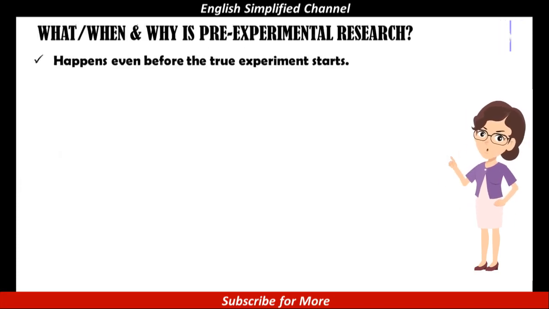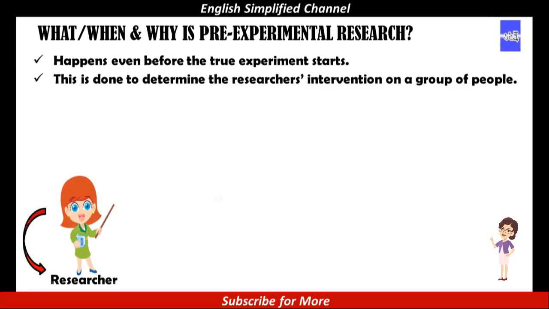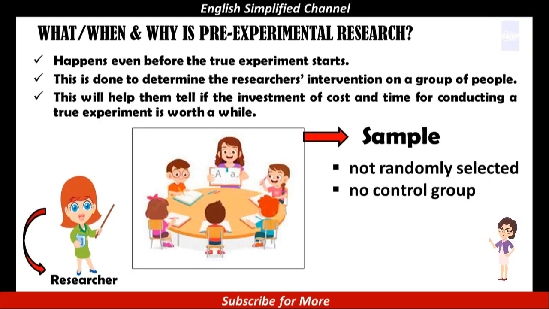Let's get started. What, when and why is pre-experimental research? Well, talking about pre-experimental, as the name suggests, pre-experimental research happens even before the true experiment starts. This is done to determine the researcher's intervention on a group of people. This will help them tell if the investment of cost and time for conducting a true experiment is worth a while. Pre-experimental designs are called such because they often happen before a true experiment is conducted.